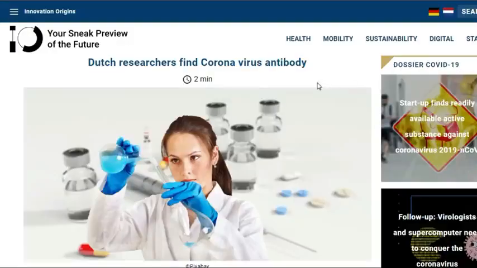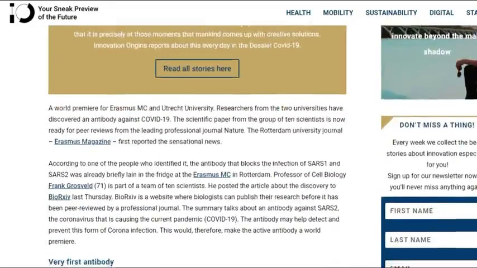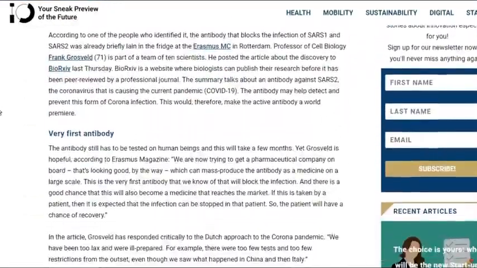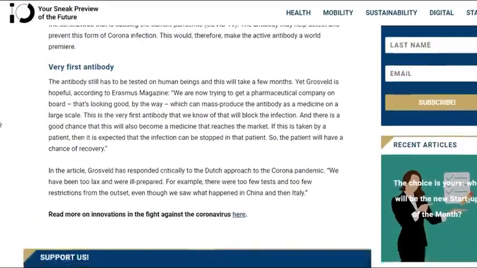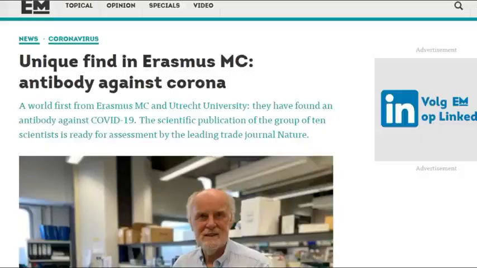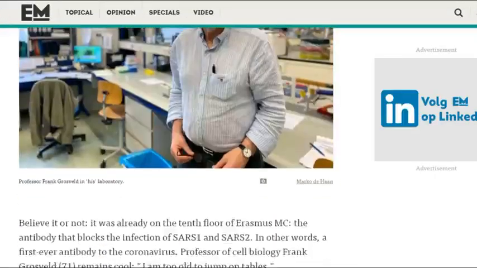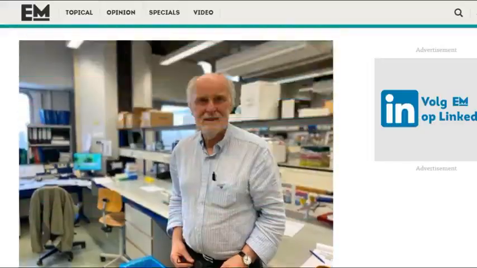Dutch researchers find coronavirus antibodies. I not have seen one. Show me. Unique find in Erasmus MC. In Holland, antibody against corona. Show me frauds.